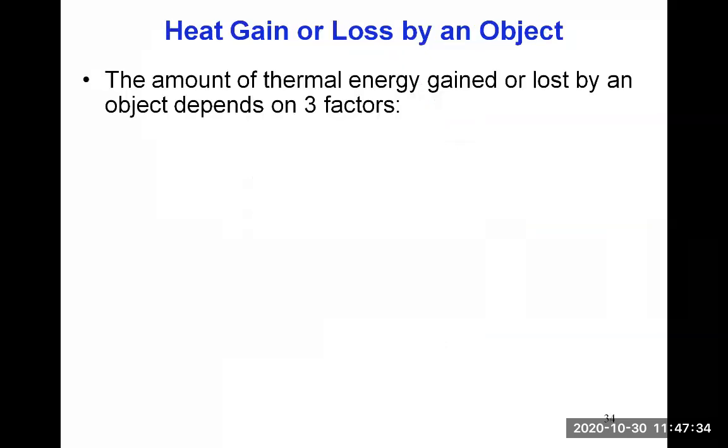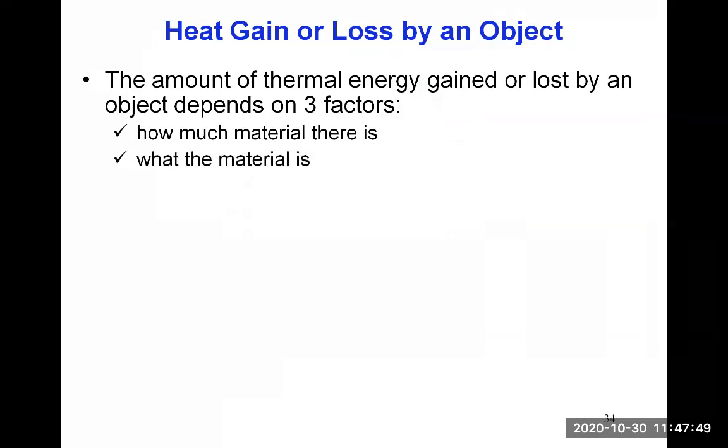So, heat gain or heat lost by an object. The amount of thermal energy gained or lost by an object depends on 3 factors: how much material there is, so that's the mass; what the material is, and so the specific heat capacity will help with that; and how much the temperature changed. All of that will mean a different amount of energy.